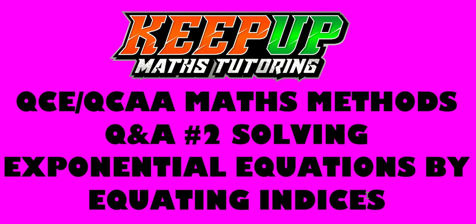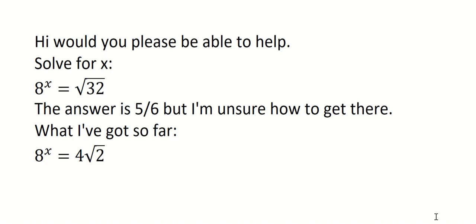This question for Math Methods Unit 3 is about solving exponential equations by equating the indices. So here's the question. We need to solve for x in the equation 8 to the power x equals the square root of 32. So you can pause the video now and have a go by yourself.